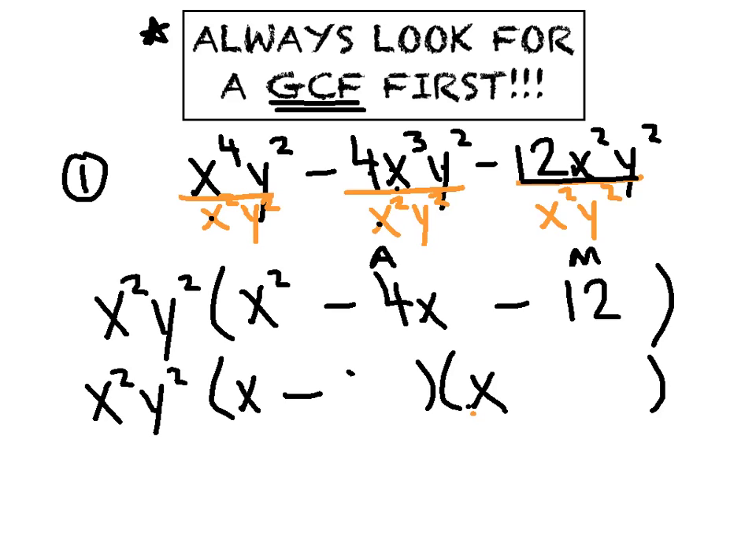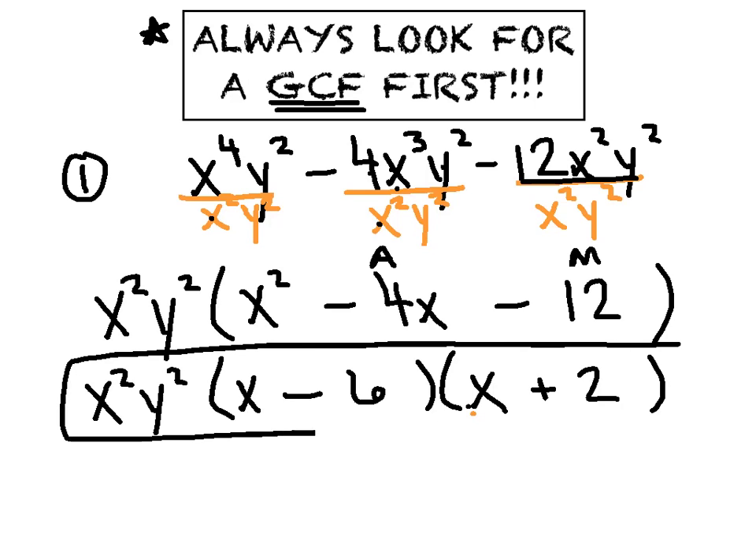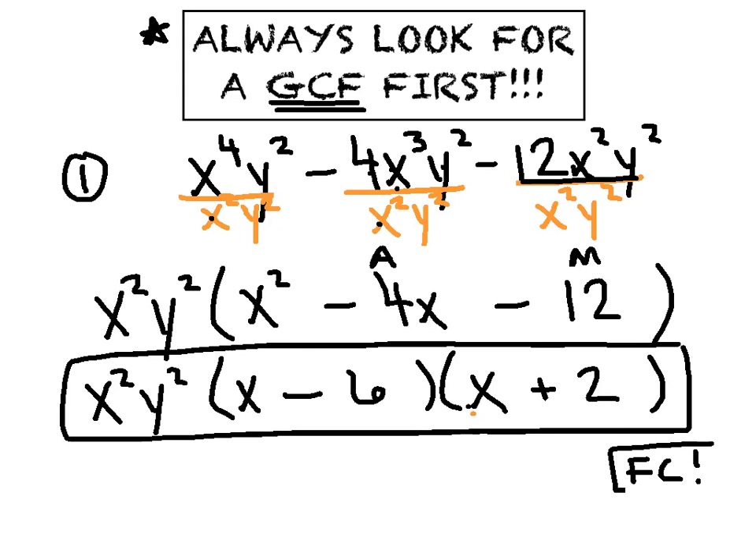I'm going to go with minus 6 times a positive 2. And now this whole expression right here is what I consider to be factored completely. And we'll go ahead and put our little stamp on it. FC with an exclamation point. We are completely factored now.